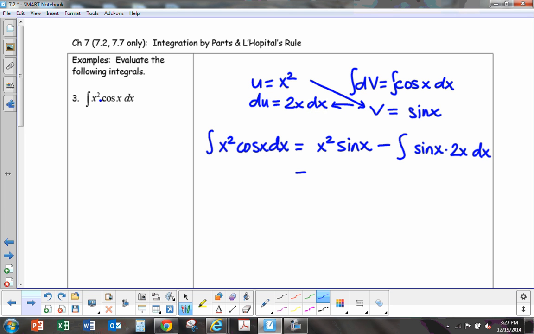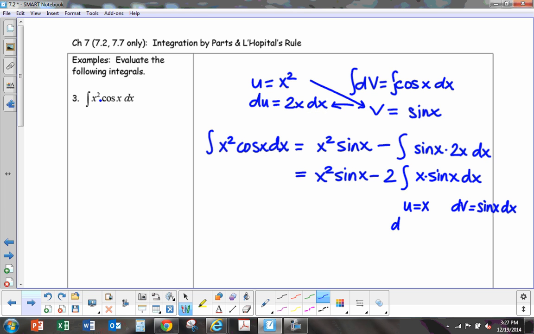Okay, so I have x squared sine of x minus, we can move the 2 in front, and then have x sine of x dx. But again, I have a product, and regular u sub, if you want to try it, doesn't really get you anywhere. So I have to do integration by parts again on this piece. So when I choose this time, it's going to be nice if u can be x. So then to match up all the other pieces, dv has to be sine of x dx.